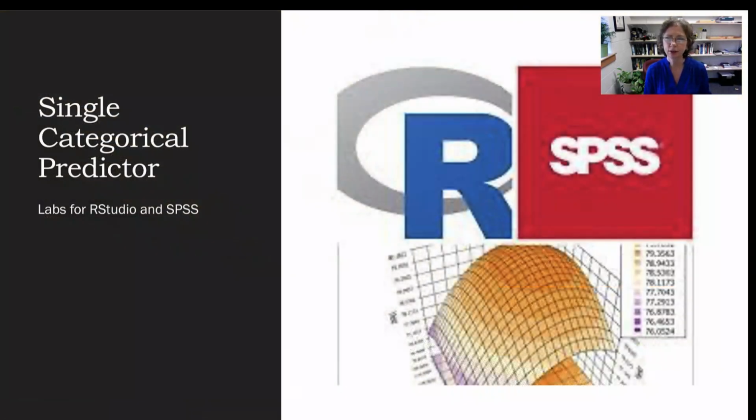In this video, we're going to work through the labs for evaluating categorical predictors using a regression approach. And in the single cat lab, we're working with a single categorical predictor with a continuous outcome. We're going to start our labs in RStudio and then conduct the same analyses in SPSS.